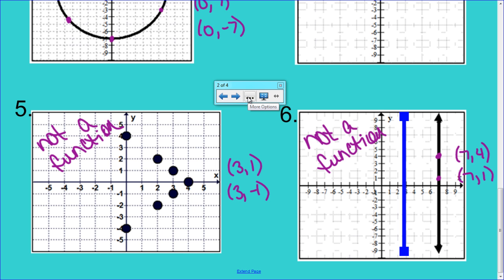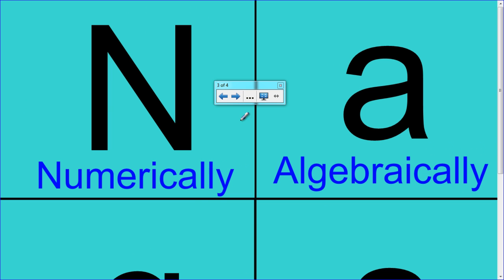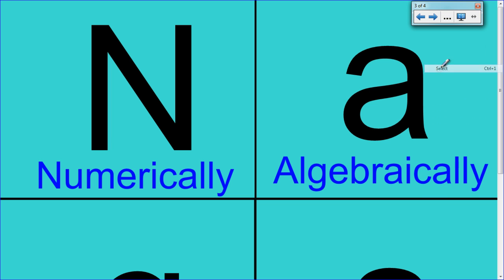So now flip to the front of your foldable. We're going to go to the front. This is where we are. And we're going to flip open our flaps and write down some stuff. So there are 4 different ways that we can represent a function. The first way is numerically. So we're going to take our N tab, and you're going to write the word numerically on the front of it where the N is.